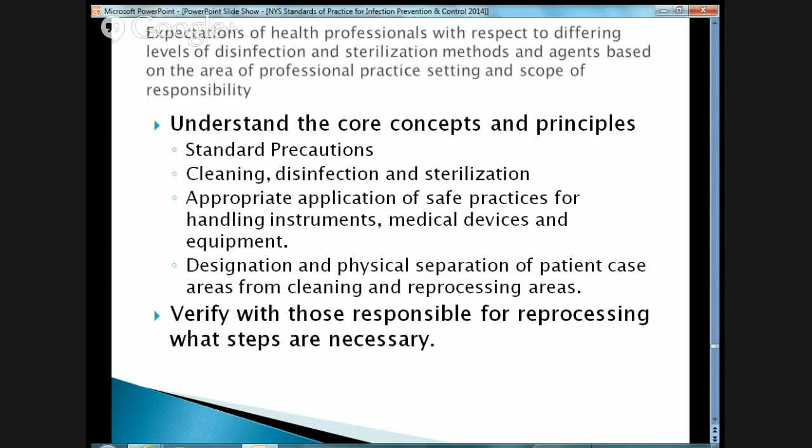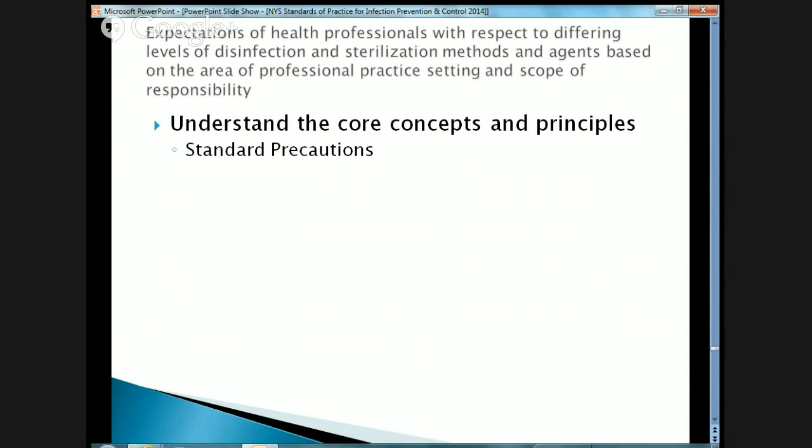Verify those responsible for reprocessing are taking the necessary steps. If you're in a private office, have the person who's responsible for your equipment walk you through it once a year to make sure that they're actually doing what's required of them. Because the shortcuts may be your license on the line, so that's what you're doing, protecting yourself.